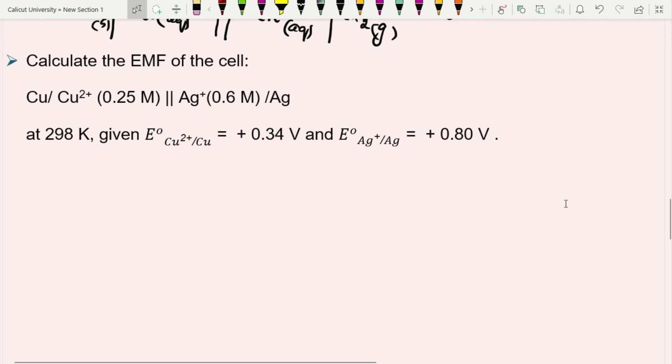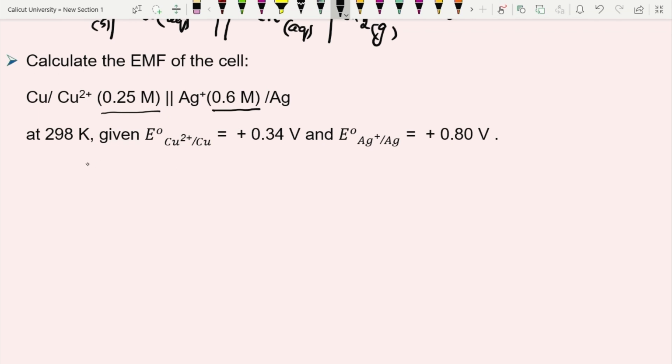So, next is another problem. Calculate the EMF of the cell where the copper ion has a concentration of 0.25 molar and the silver ion has a concentration of 0.6 molar at 298 Kelvin, given E0 of copper 2 plus/copper is equal to 0.34 and E0 of silver ion/silver is equal to 0.80 volts. This is again an application of the Nernst equation, but we have to find out the cell reaction, only then can you find out the number of electrons involved.